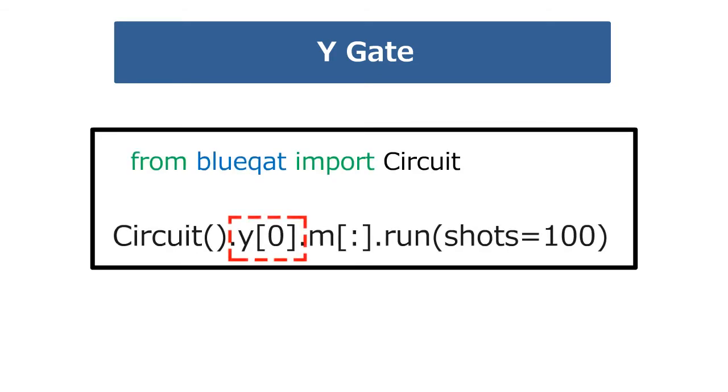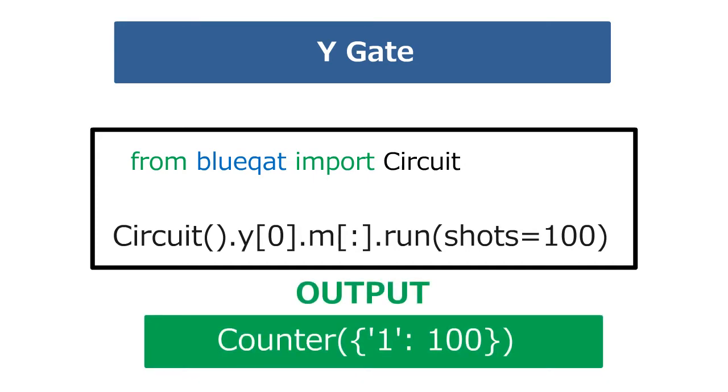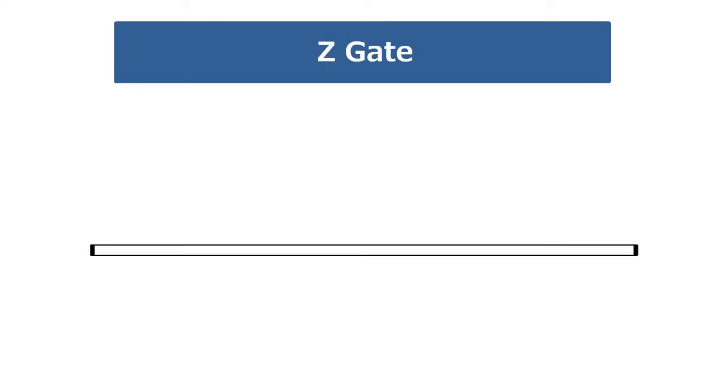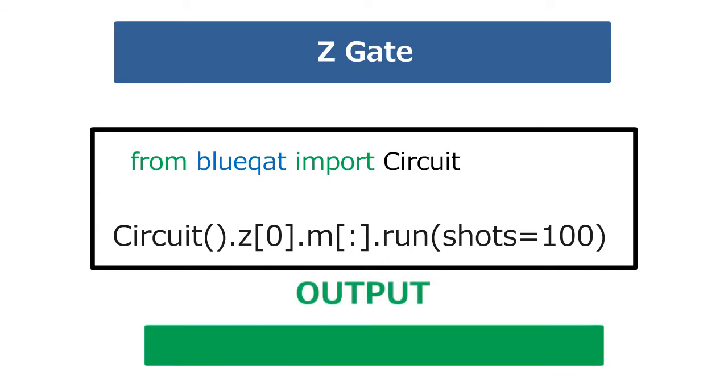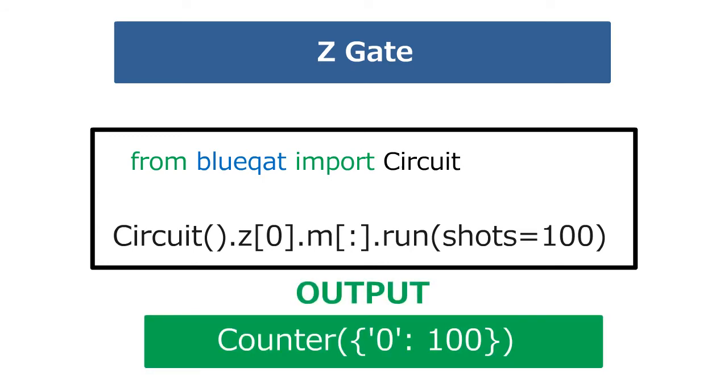Now we will see about YGate. And here we use YGate. If we run this code then we will get output as 1, which is same as XGate that was shown earlier. Now we will see about ZGate. As you can see here we use ZGate. If we run this code then we will get output as 0, which is same as HGate that was shown in the beginning.